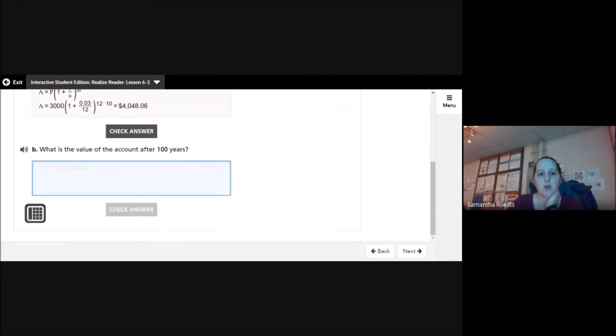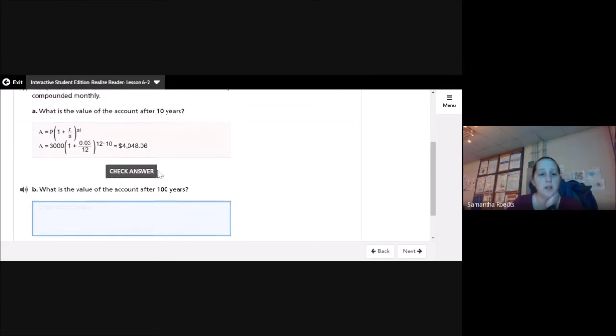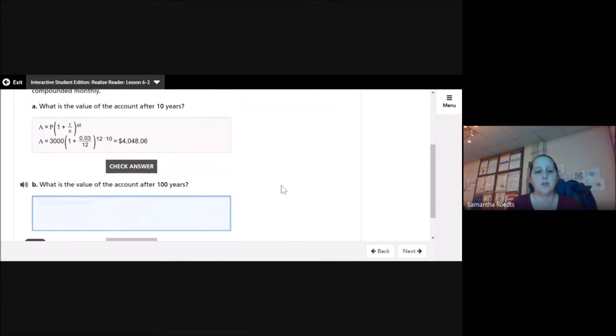Okay. So the value of the account after 100 years, same thing, still compounded monthly. So I still do A equals 3,000 times 1 plus 0.03 over 12, but instead of to the 10th power, I'm going to raise it to 12 times 100 power. So this gives me $60,031.45.